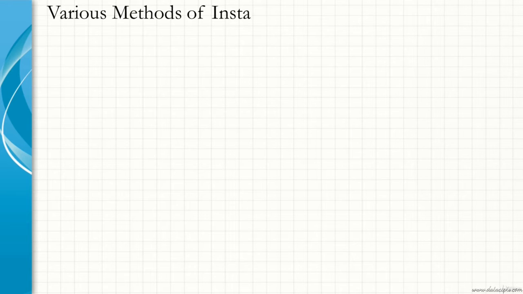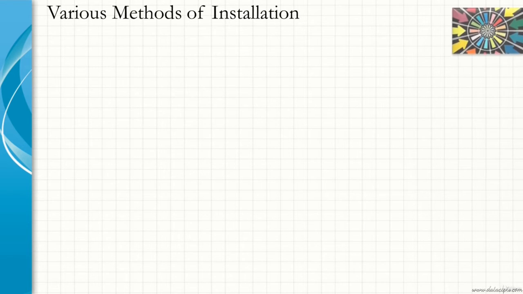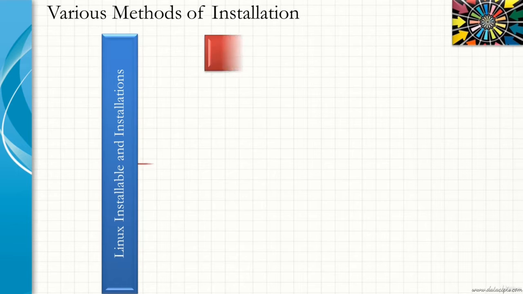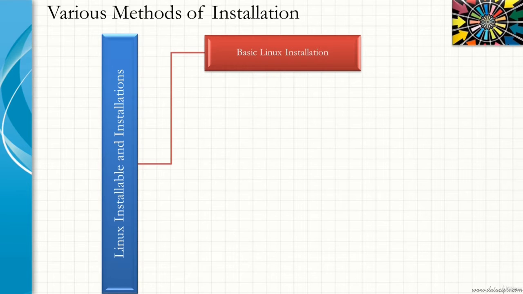Various methods of installation. Let us see what those methods are. The first one being basic Linux installation. Here we just need a CD, DVD or a USB drive, and the process is generally straightforward and does not require much customization unless you require a specific partitioning scheme. Everything is a guided process.